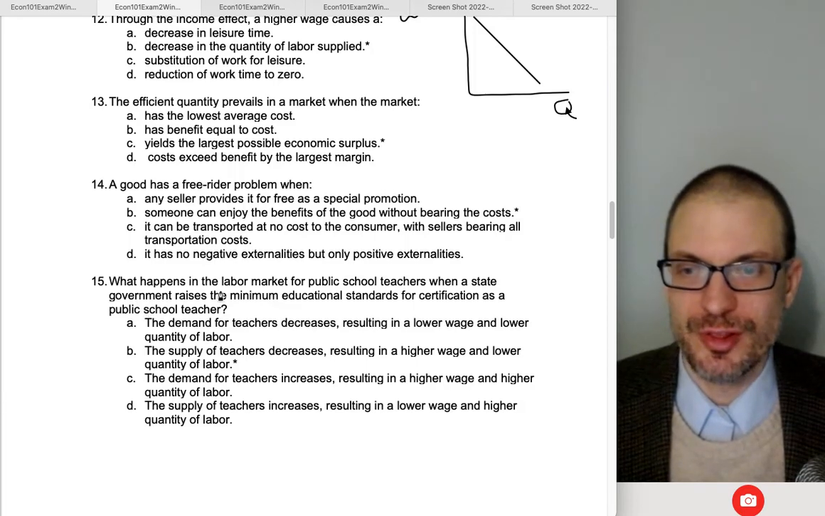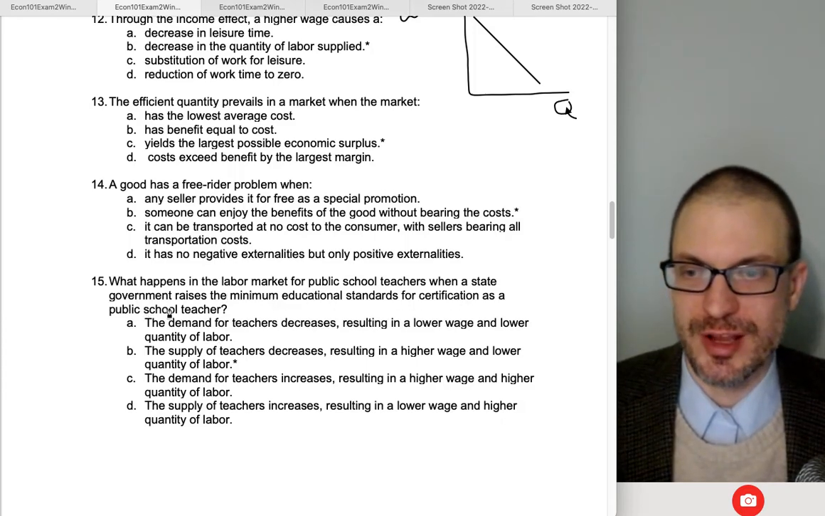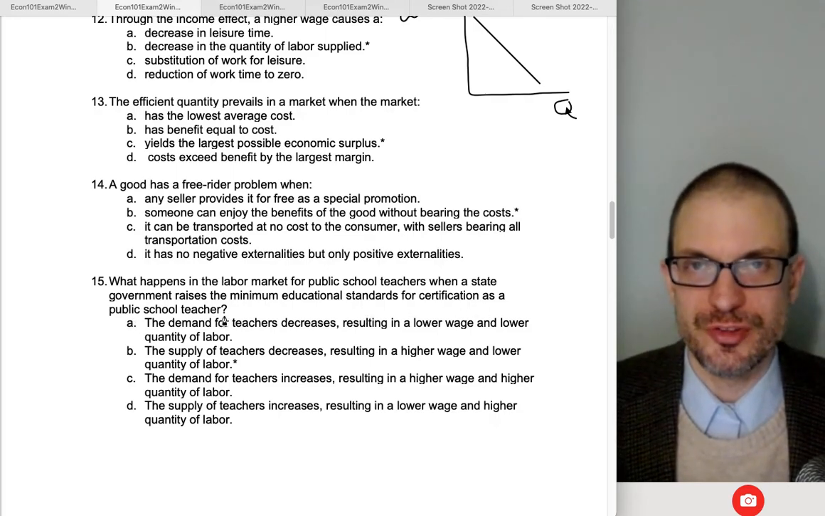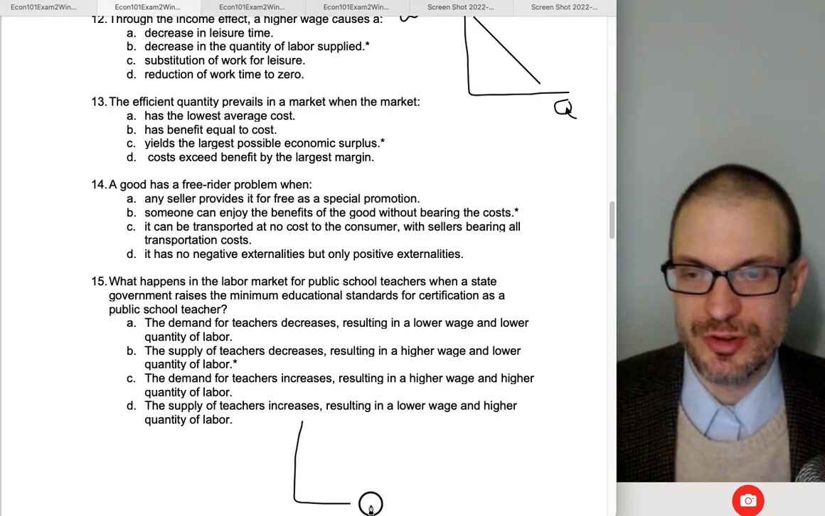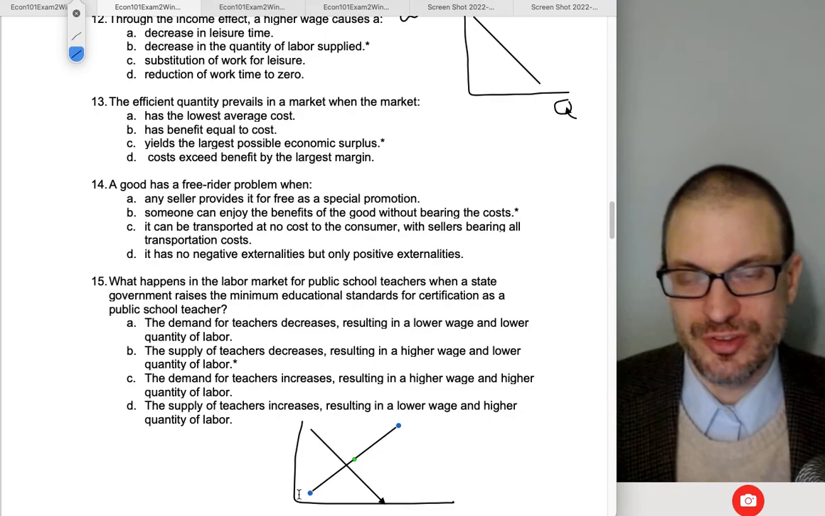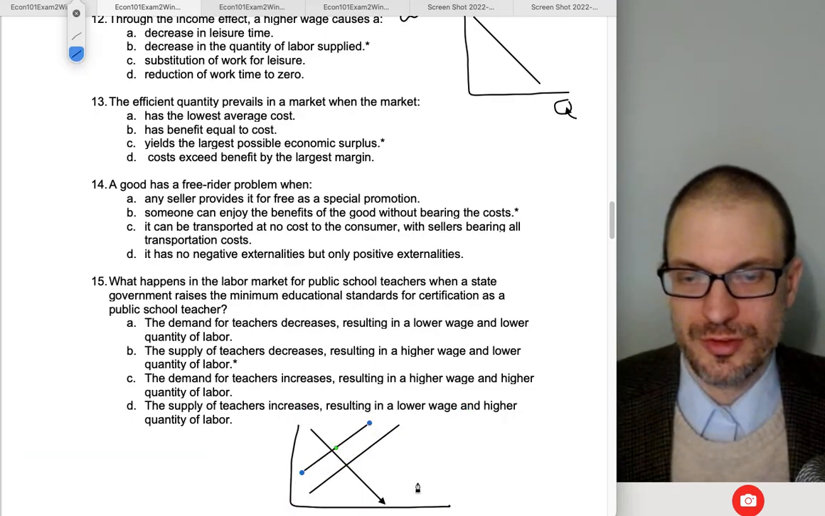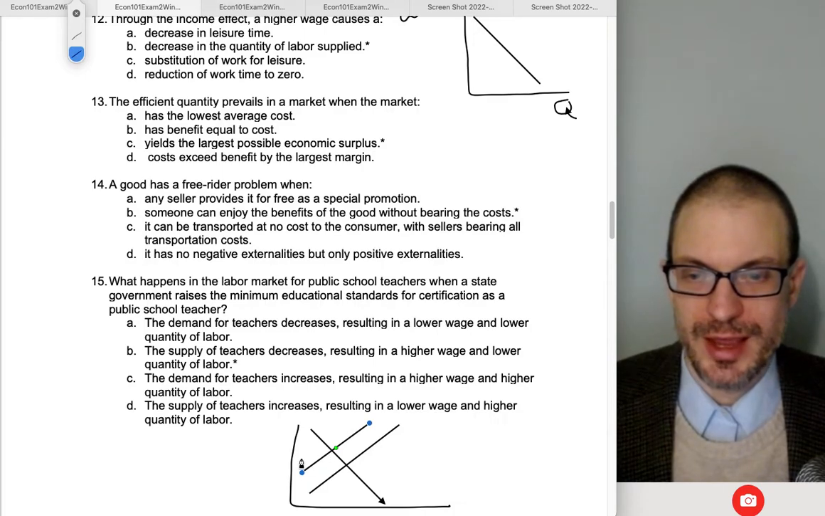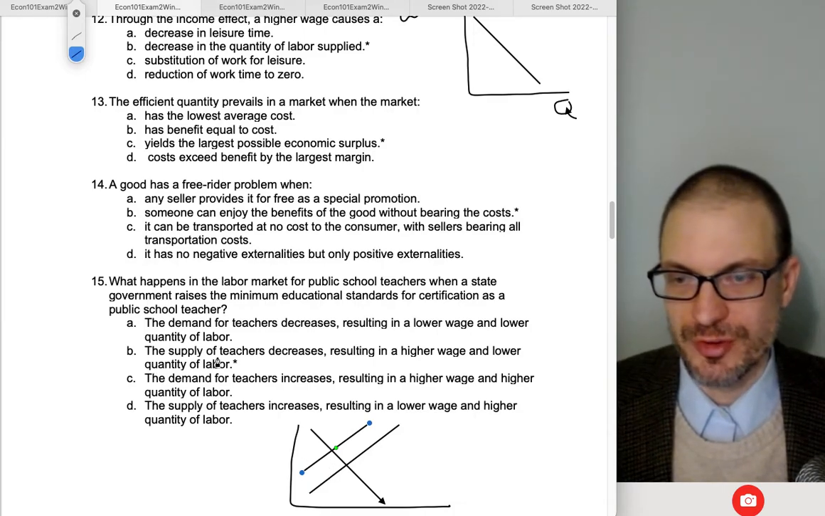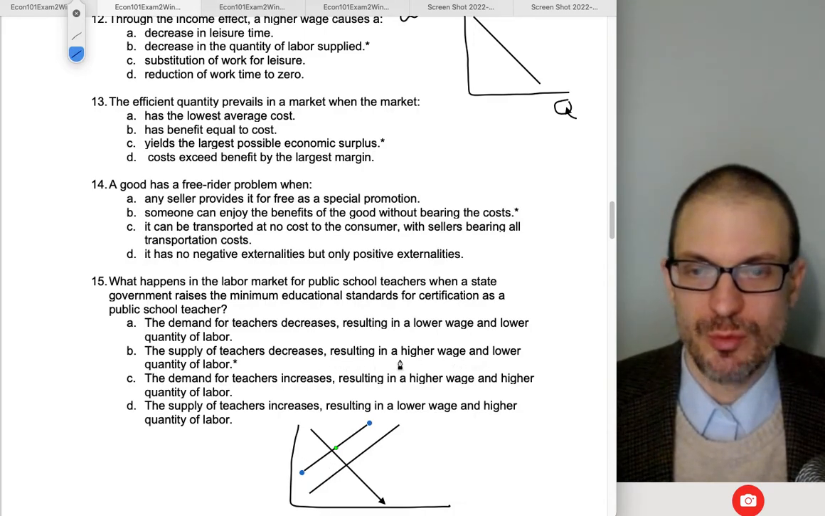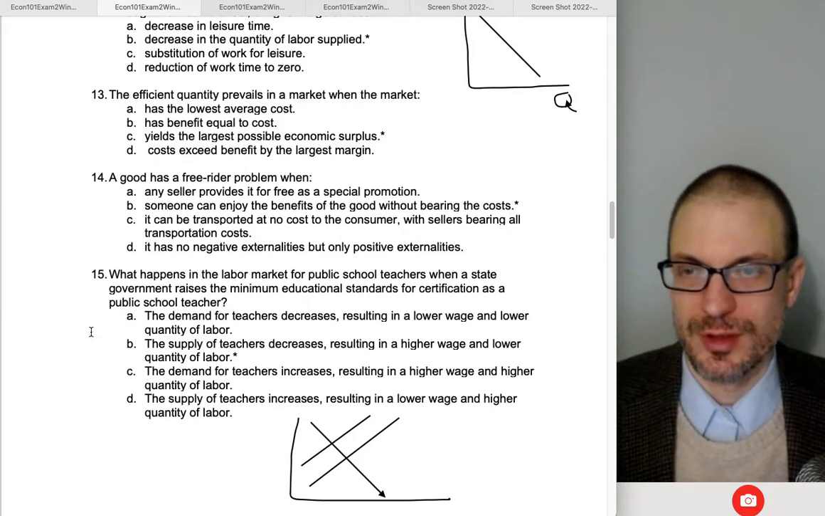All right, what happens in the labor market for public school teachers when a state government raises the minimum educational standards for certification for a public school teacher? Oh, that's going to decrease the labor supply. And if we decrease the labor supply, what's going to end up happening? That would be a decrease in labor supply, higher wage, smaller quantity, right? The supply of teachers decreases, resulting in a higher wage and lower quantity of labor.